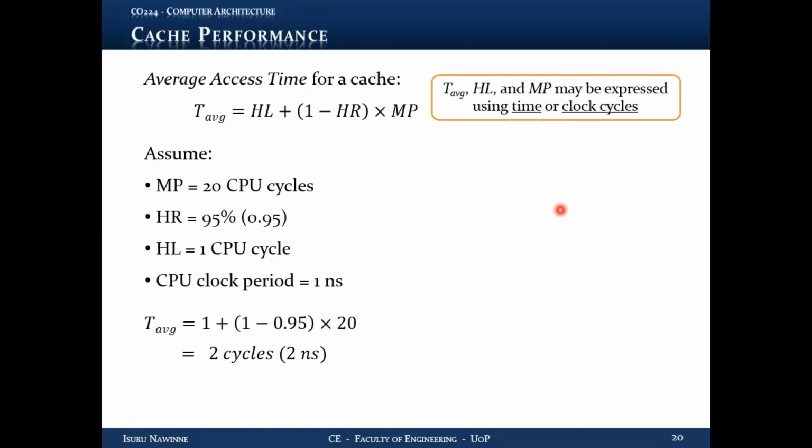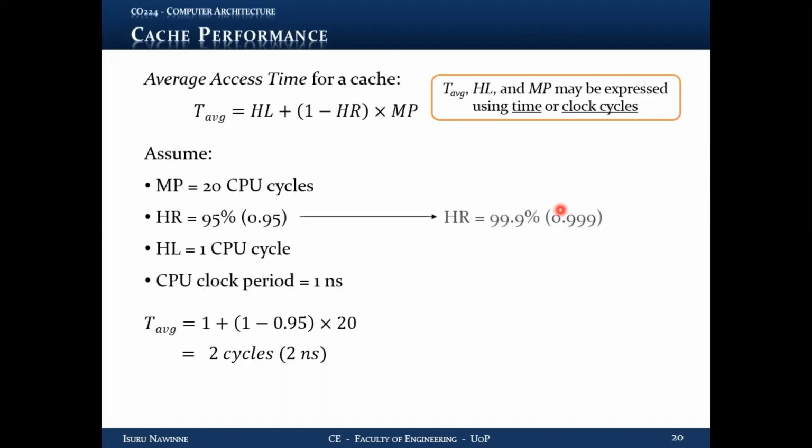So the average access time for this cache is 2 clock cycles. On average, every access will take 2 clock cycles, but if we look at individual accesses, hits will take 1 cycle, and misses will take that 1 cycle plus 20 cycles for handling the miss, so 21 cycles. If you average them out, you get two cycles on average per cache access. That is 2 nanoseconds, since the clock period is 1 nanosecond.